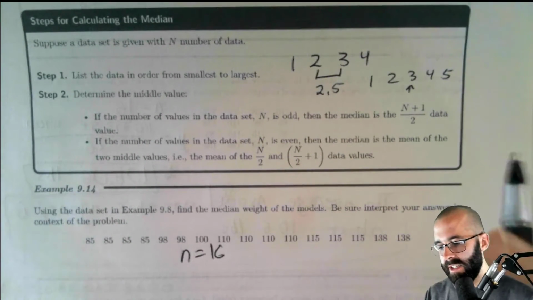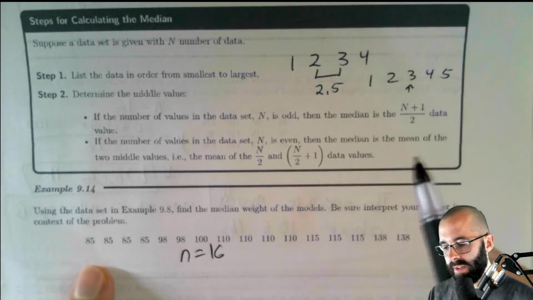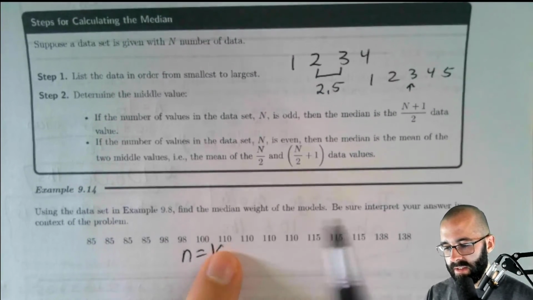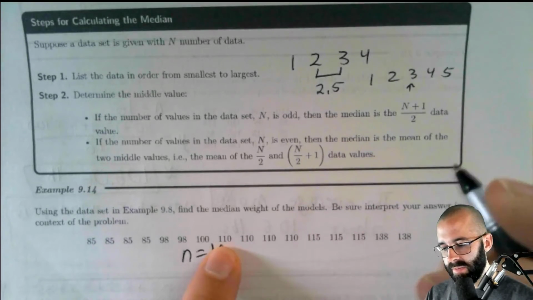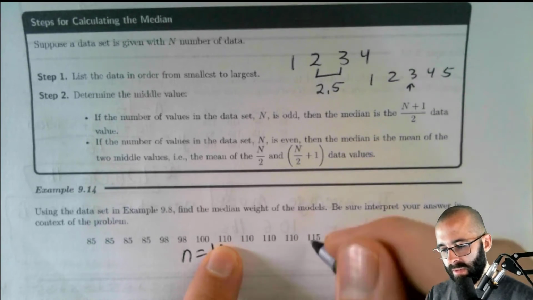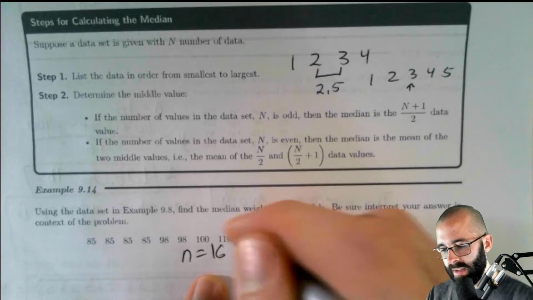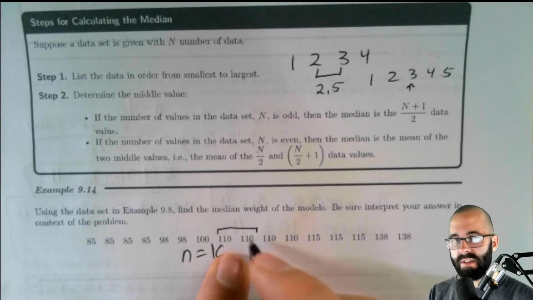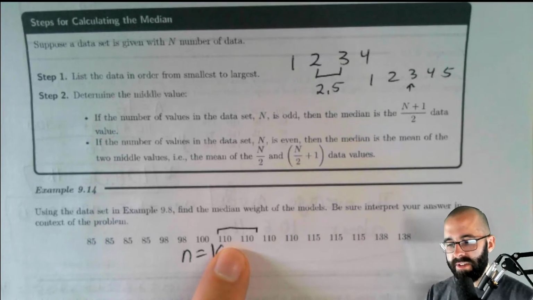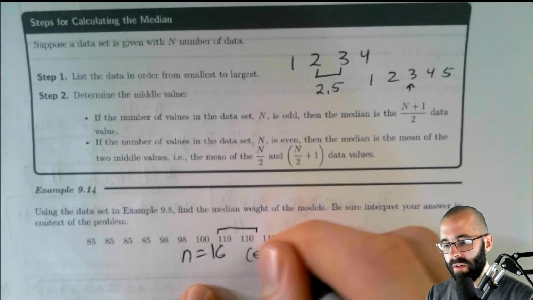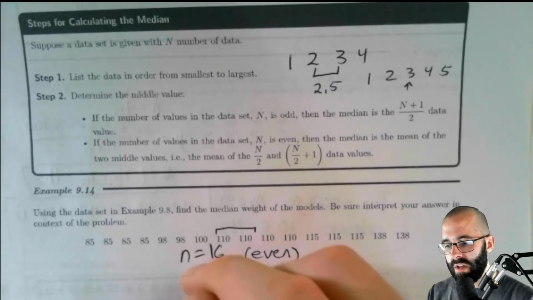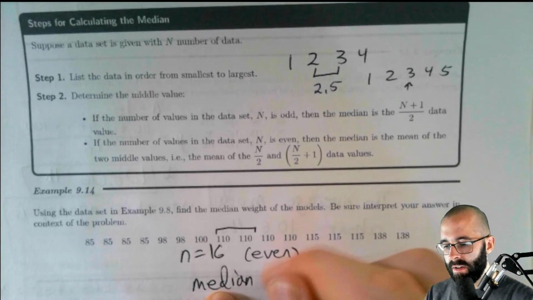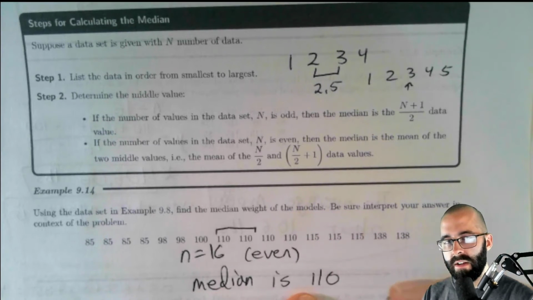All right, so there are 16. So the two in the middle are going to be 1, 2, 3, 4, 5, 6, 7, 8. I believe it's going to be these two. 1, 2, 3, 4, 5, 6, 7, 8. Yep. It's going to be the average of these two, because these are the two at the middle. And there's an even number, so we have to find the average. So the median, which unfortunately does not get a fun little Greek letter, is 110.